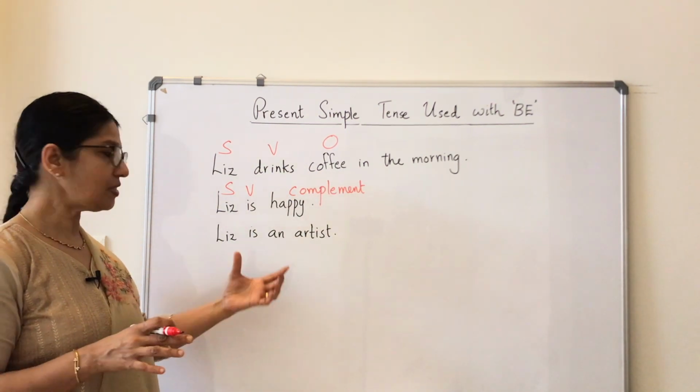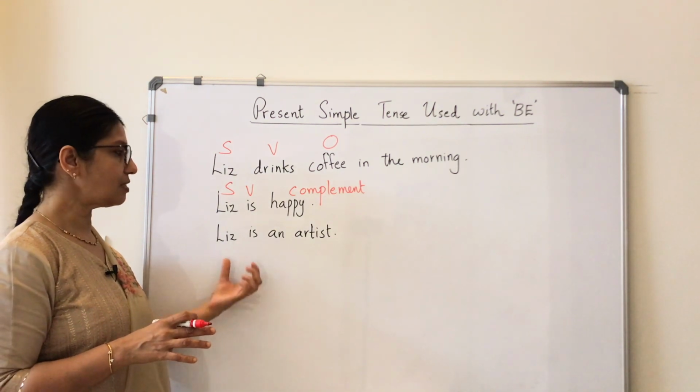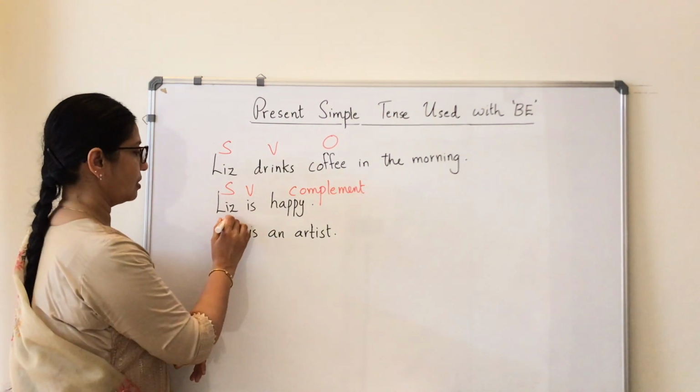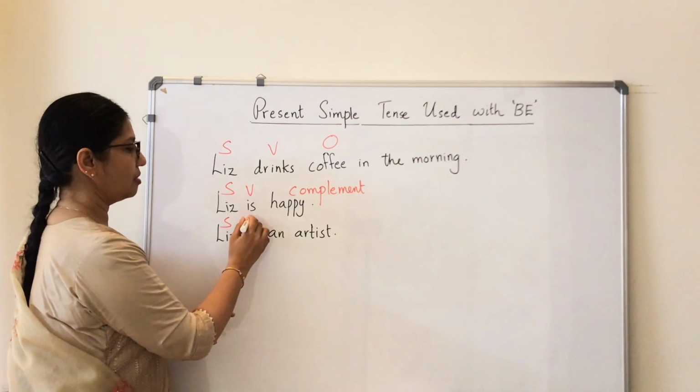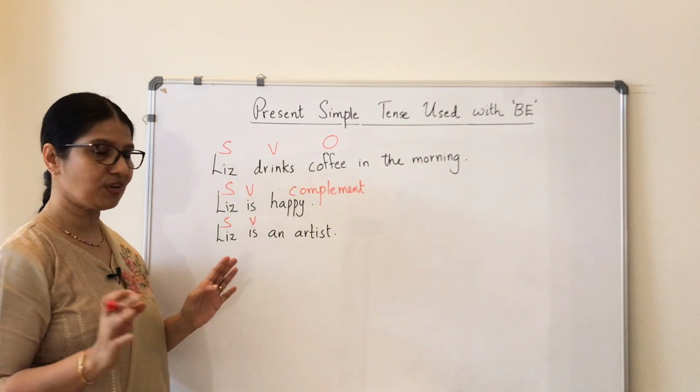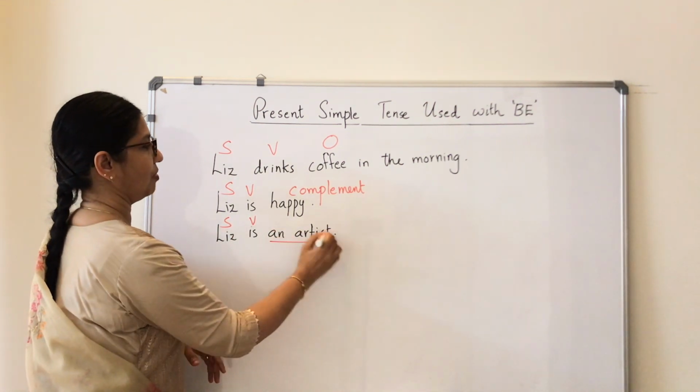The same thing happens in the third sentence. Liz is an artist. Liz is a subject. Is is the main verb, but it's not an action verb, and here we have a complement.